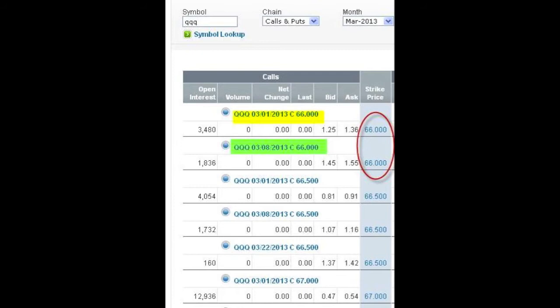And you could see on the screenshot in front of you, again, two $66 strike prices. How do we differentiate? Well, in the case of USAA, they will actually give you the expiration date adjacent to the strike price. So here we see one being March 1st and the second one being March 8th. And if you wanted to take a look at the bid prices, once again, you would anticipate the further out expiration, the 8th, would have a higher bid price than the one that expires on March 1st, and in this case it does, $1.45 compared to $1.25.